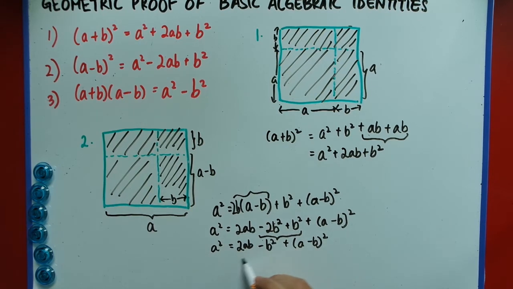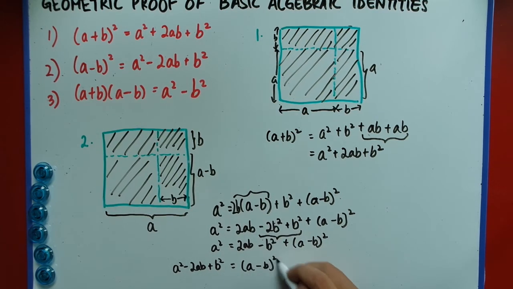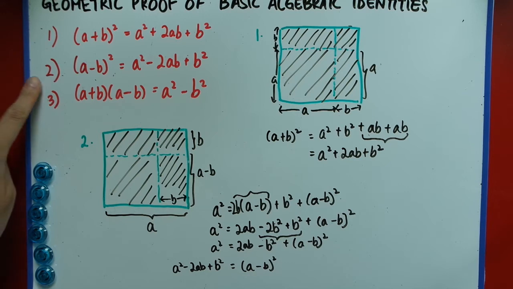Now I'm going to shift this to the left, okay? So what I do is I bring it over. I get a squared minus 2ab plus b squared equals a minus b squared. So this is exactly number 2. So there you have it. That's the proof for the second one.